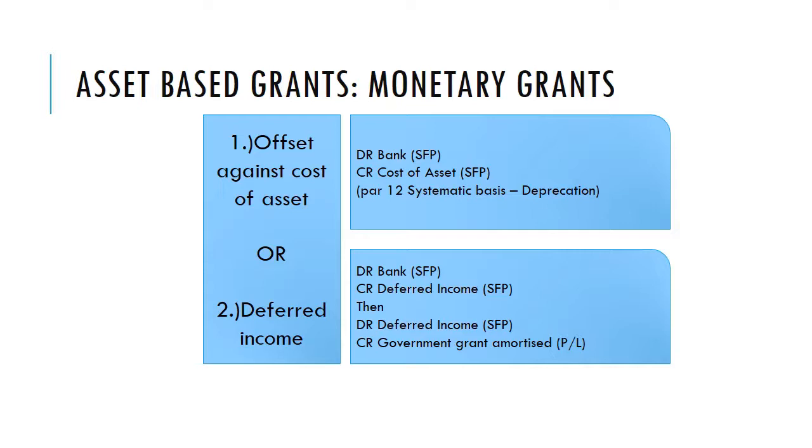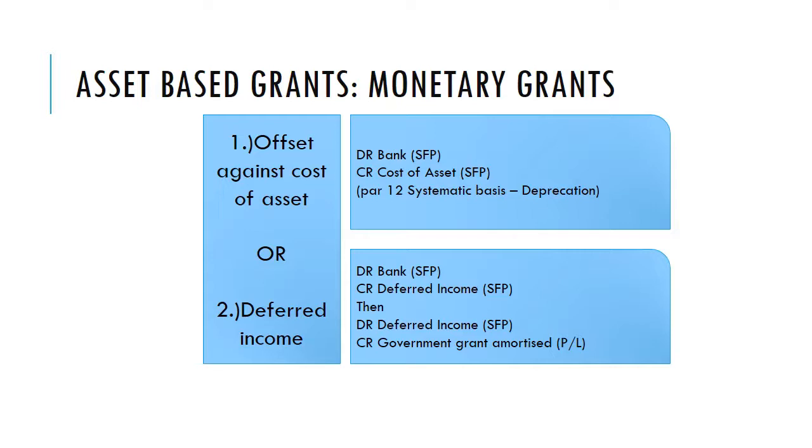So what happened? You received a grant, so you debit your bank, and now you need to credit something. And here you credit the cost of the asset. And we still need to meet the requirements of paragraph 12, the systematic basis. But here, if you think about it, you have a smaller depreciation, and therefore you still meet the requirements of paragraph 12.